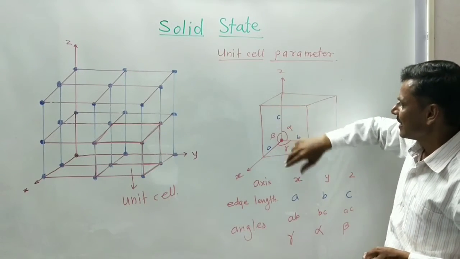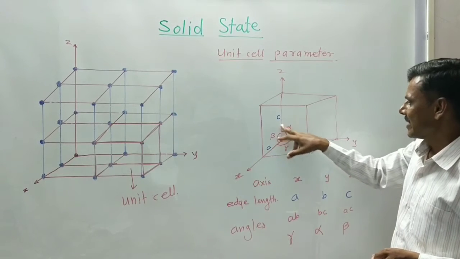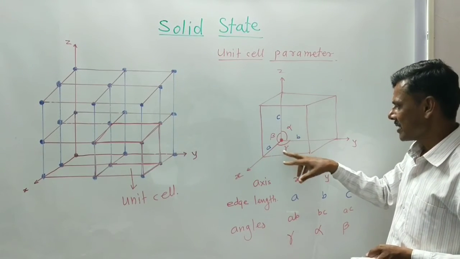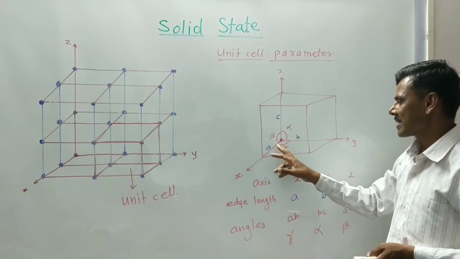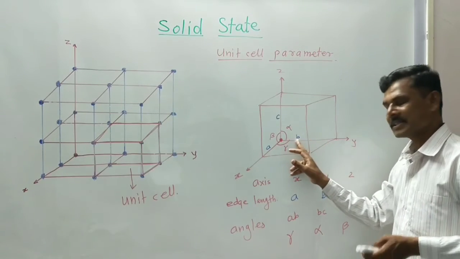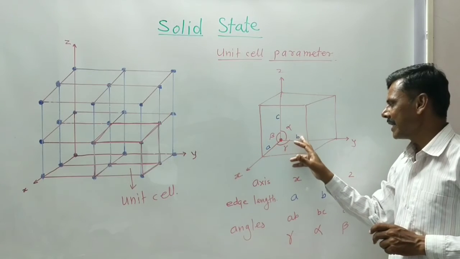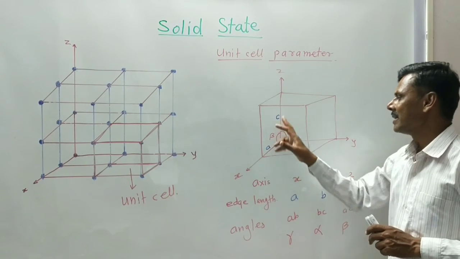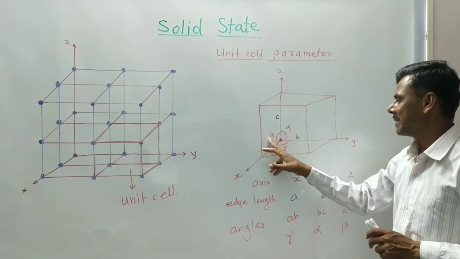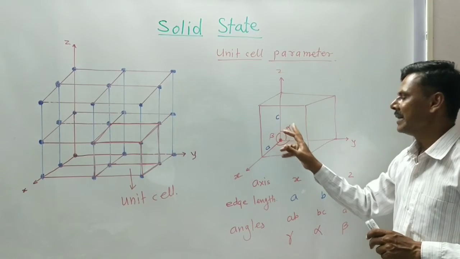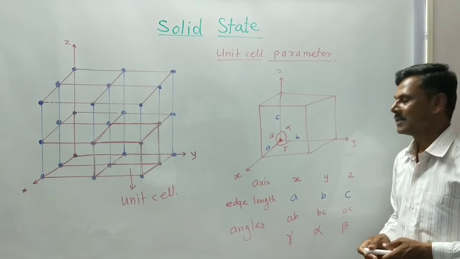That is, these are dimensions, that is edge lengths. Along x-axis it is a, y-axis it is b, z-axis it is c. The angle between A and B is gamma. The angle between A and C is beta. The angle between B and C is alpha.